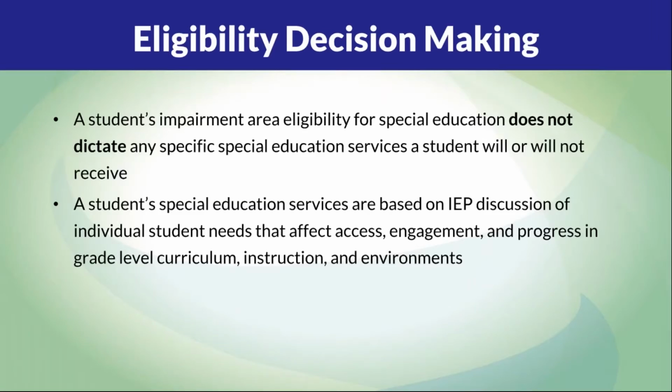As another reminder, a student's impairment area does not dictate the specially designed instruction they will or will not receive. There's no SLD programming, right? The whole point of having the individualized educational plan is that it's individualized to the need, and it's based on the disability-related need. So you may have a student, for example, who all that is needed in terms of the IEP is specially designed instruction in math calculation, and everything else for that student is okay, right?